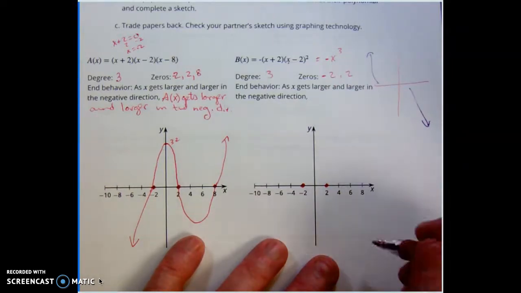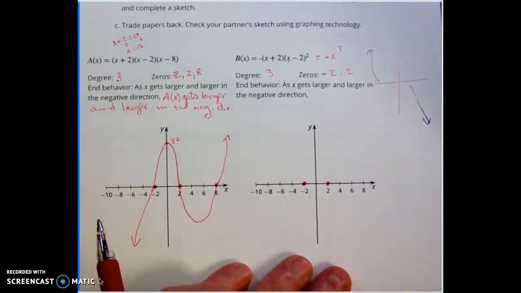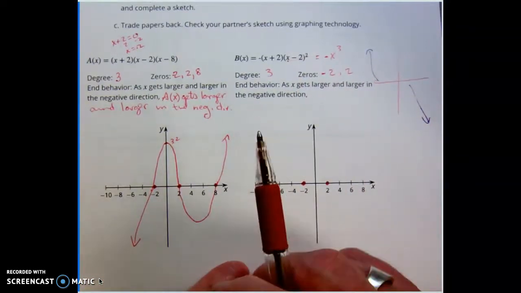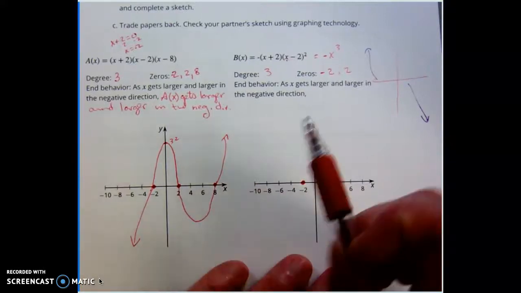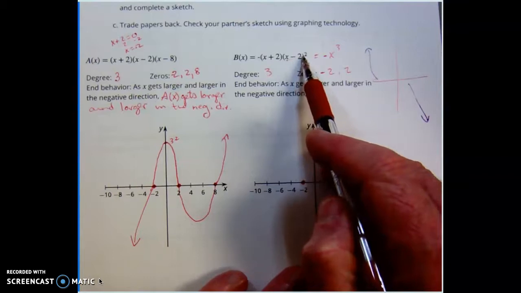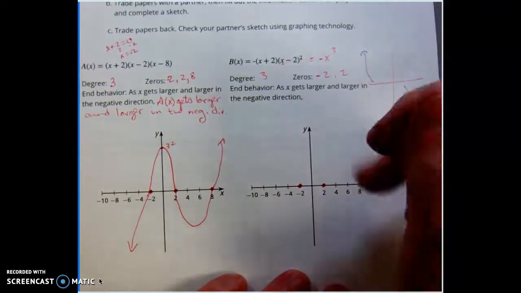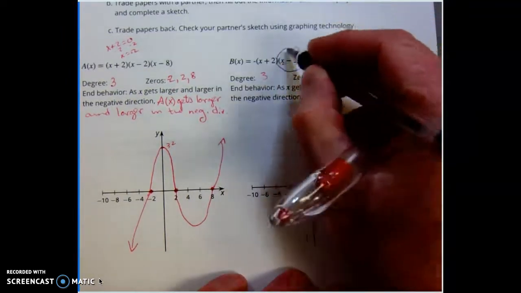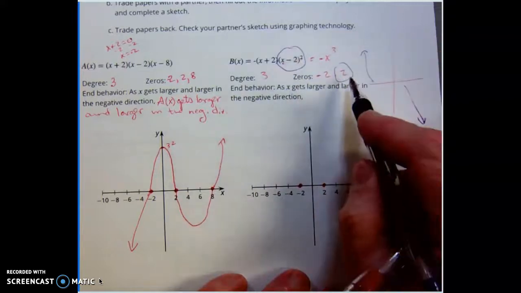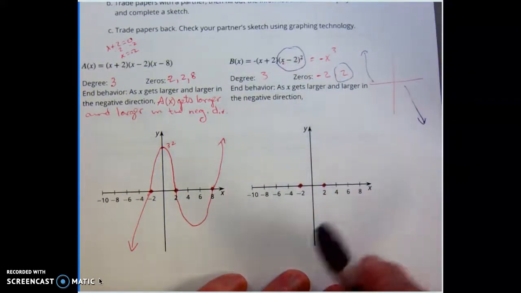Okay, all right, now here's where we get into today's new content. We're dealing with multiplicity today. That means that we have one of our factors to a power greater than 1. So this x minus 2 is to a power greater than 1. So that means something special happens at that point. At the zero, x equals 2, we have something special happening.